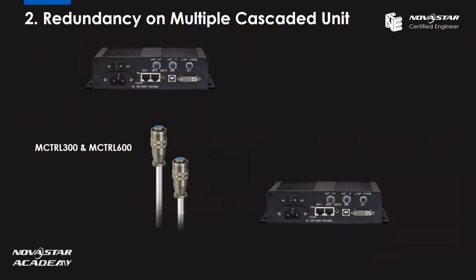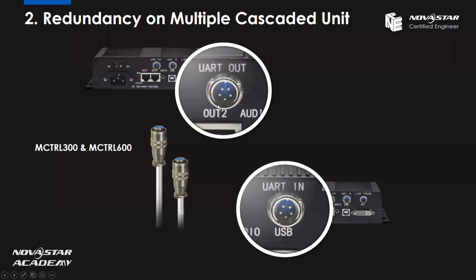Before going to the software part, I think maybe some of you will be curious about the cascaded way. Actually in Novastar products, there are some different ways to do the cascading, like the MCTRL 300 and MCTRL 600, which are quite old products, maybe 7 years old. They are all using the UART, in and out, to do the cascading, and it requires a special cable to do the cascading.